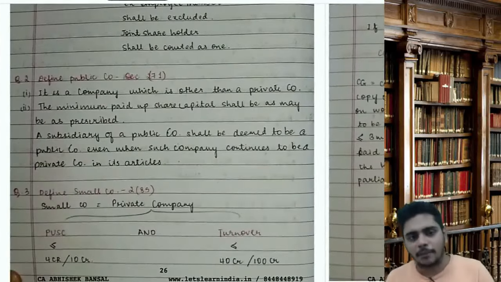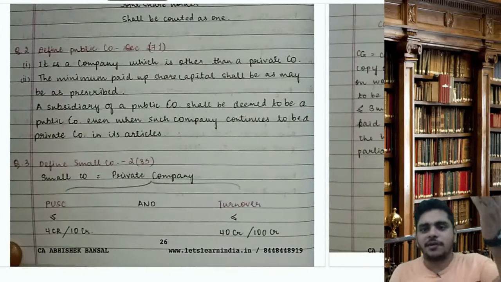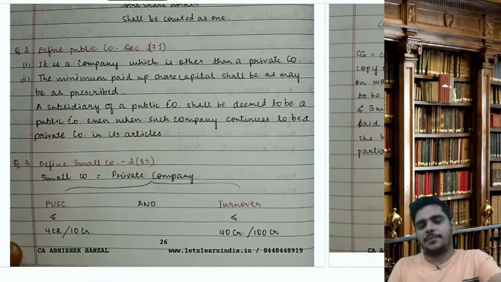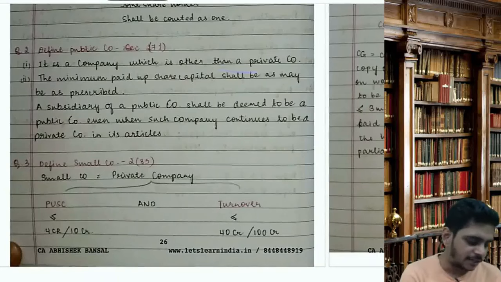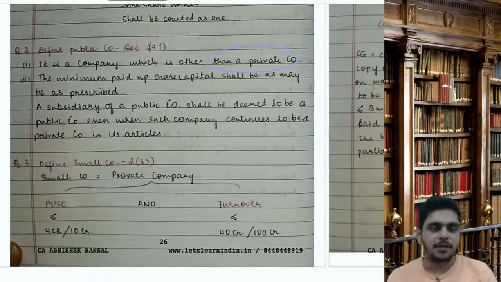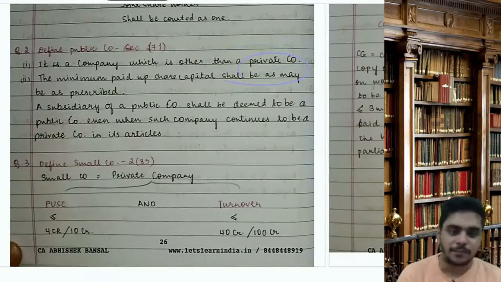Sir, what is a public company? A company which is not a private company is a public company. A company other than a private company is called a public company. The minimum paid up share capital shall be as may be prescribed.